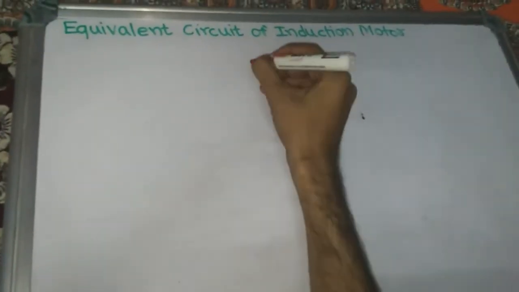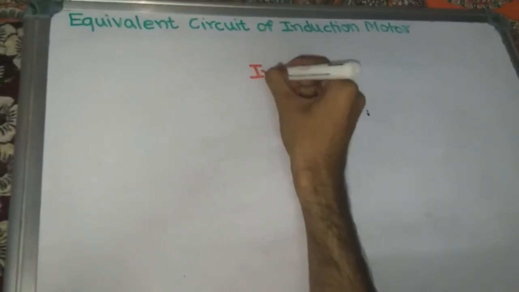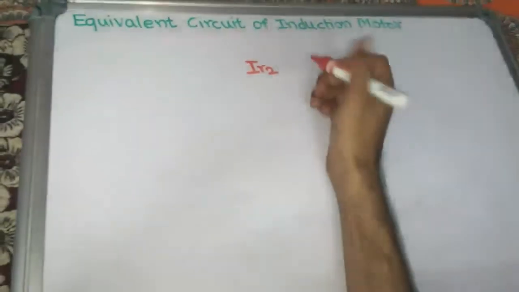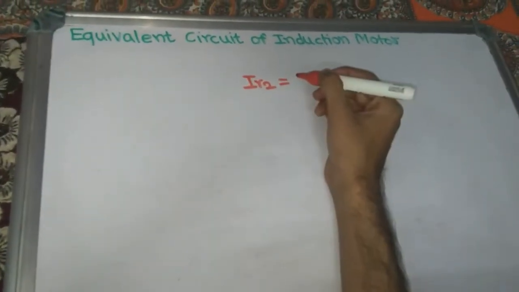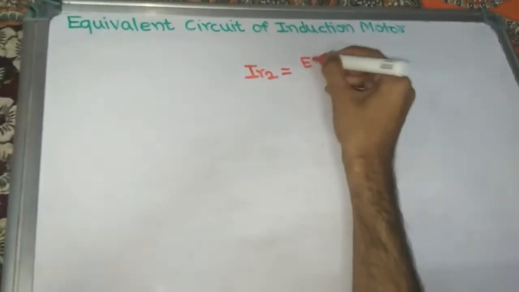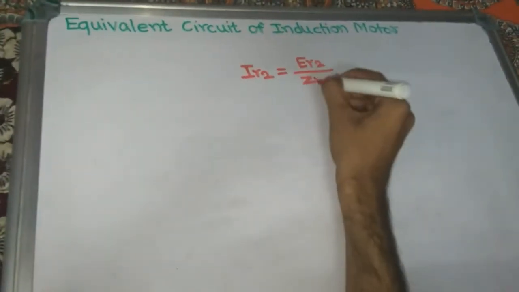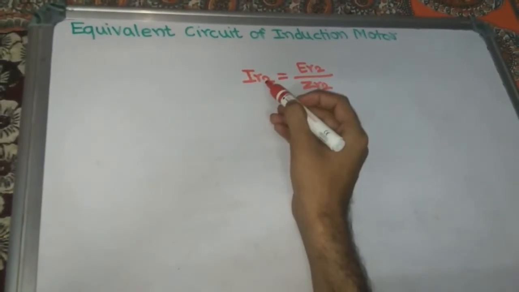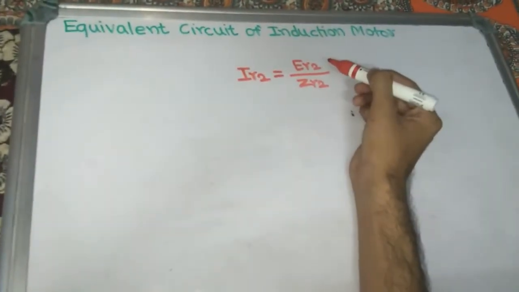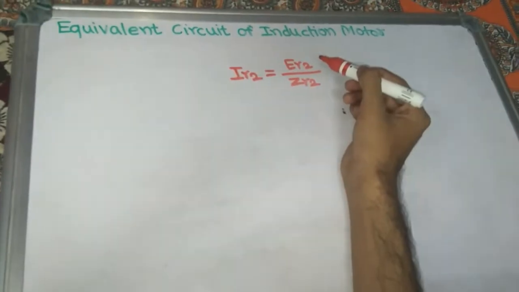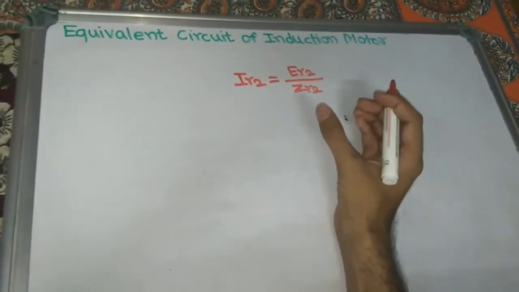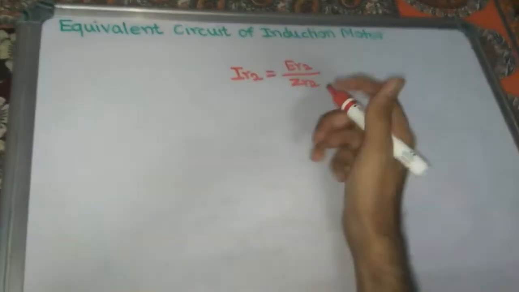So if by proper arrangement we have to make the rotor frequency equal to the stator frequency, what should the arrangement be? We know that the current flowing through the rotor winding in running condition is IR2, as we have seen in the last lectures of three-phase induction motor. So IR2 equals ER2 by ZR2, where IR2 is the rotor current per phase, ER2 is the induced EMF in the rotor per phase, and ZR2 is the impedance of the rotor per phase under running condition.